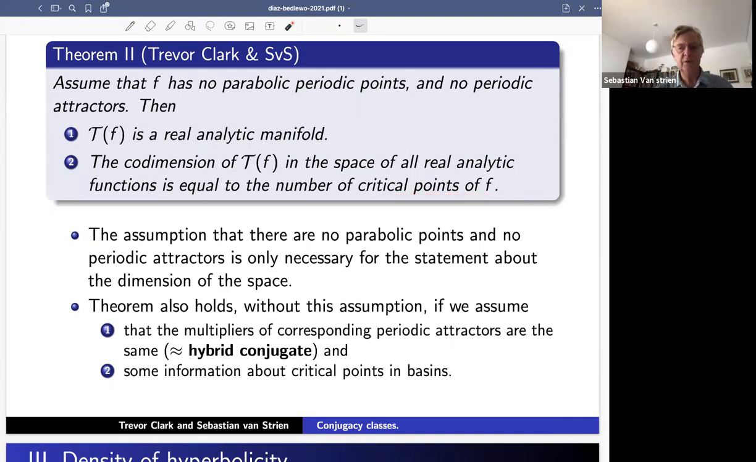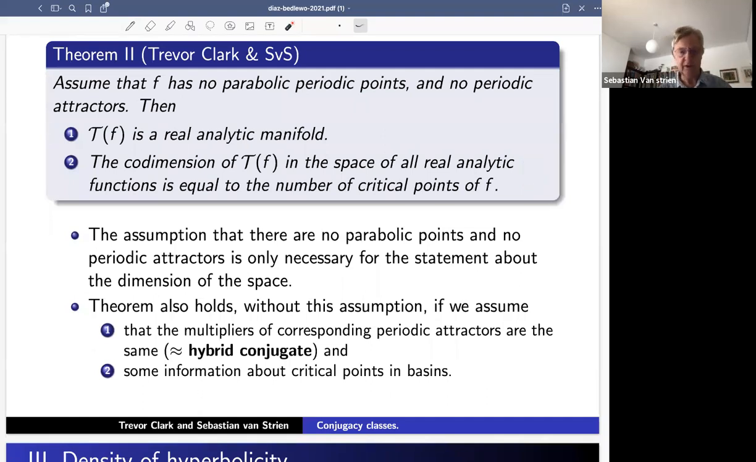Now, I mentioned already these assumptions about parabolic points and periodic attractors are not really necessary. They're only necessary for the second part. Otherwise, you have to count the dimensions slightly more carefully. For example, if you have lots of periodic attractors, then of course you need to look a little bit at what that means, and the attractors can be in one and another. So the situation is slightly more complicated in this case, if you have periodic attractors.